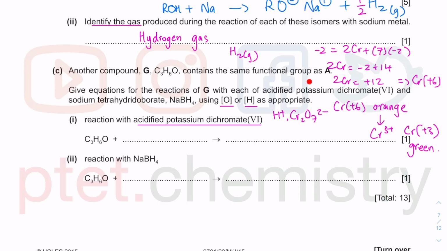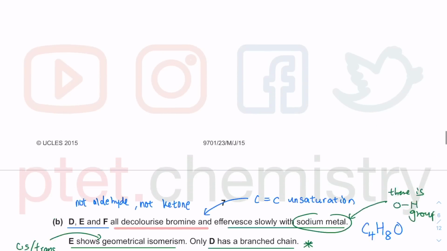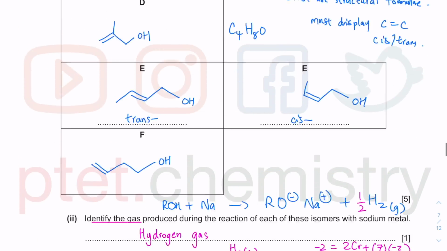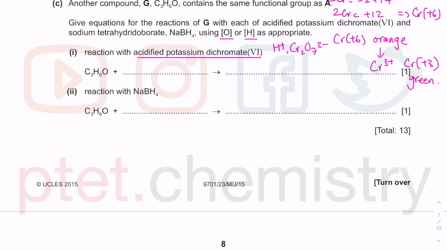It says contain the same functional group as A. What was A just now? A is aldehyde. So aldehyde can be oxidized to carboxylic acid. C3H6O, am I correct? So 3 carbons, 1, 2, and 3. CH3, CH2, CHO, 3, 4, 5, 6 hydrogens. So C3H6O. We're going to oxidize that. It's going to go to carboxylic acid.